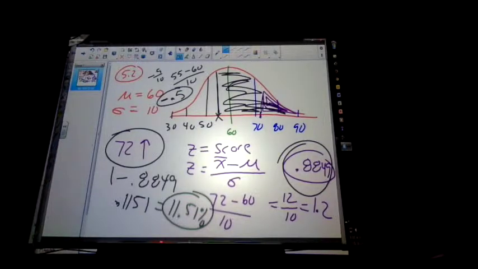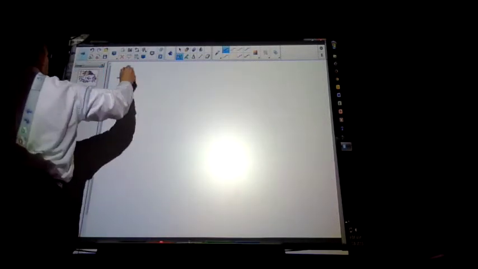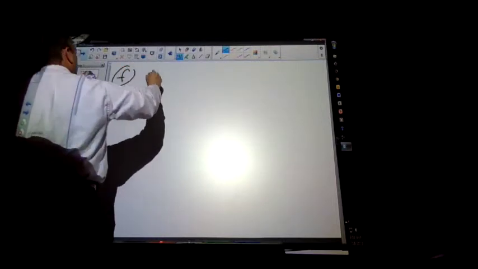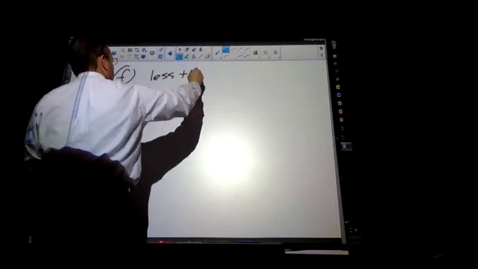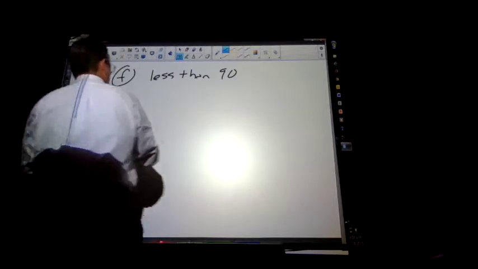E is done the same way. And then the one that goes with the less than, you don't have to go 1 minus your score. So let's just take a look at F. They want to know less than 90 milliseconds. So just quickly.